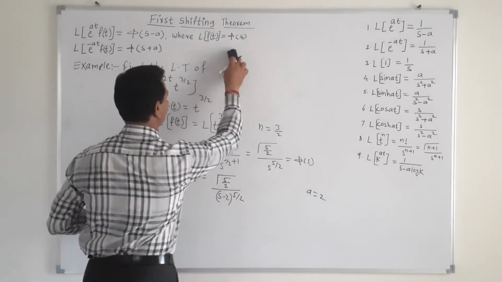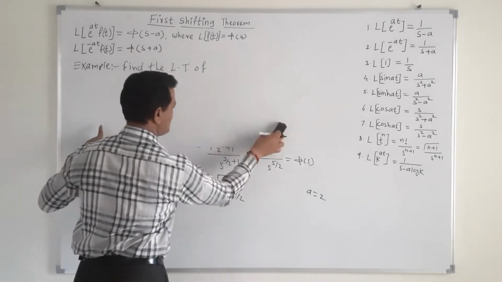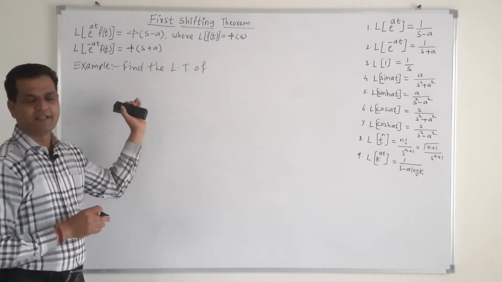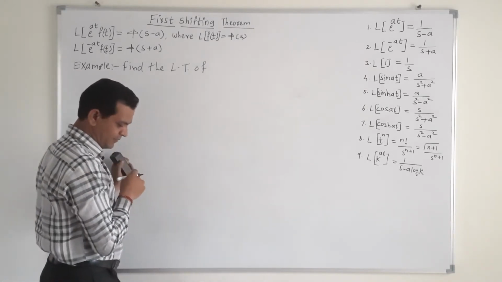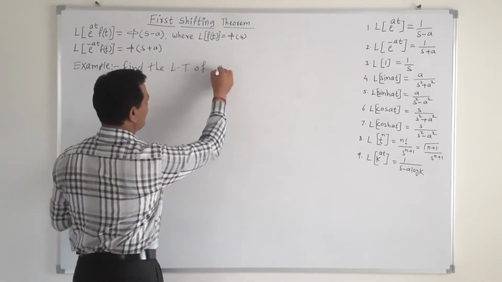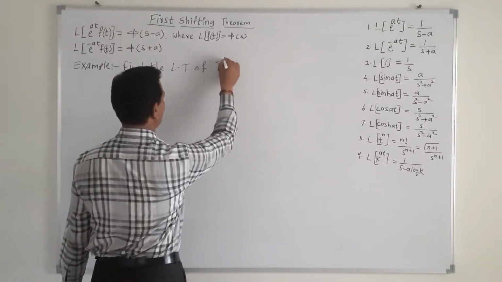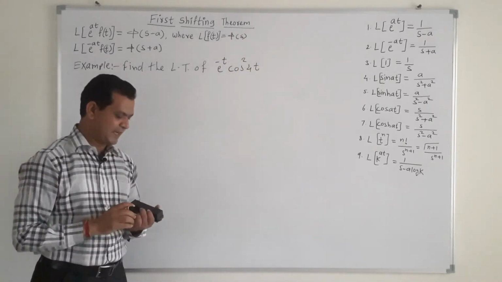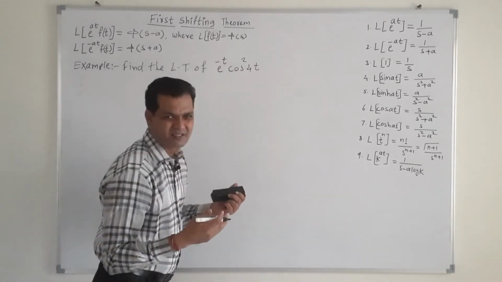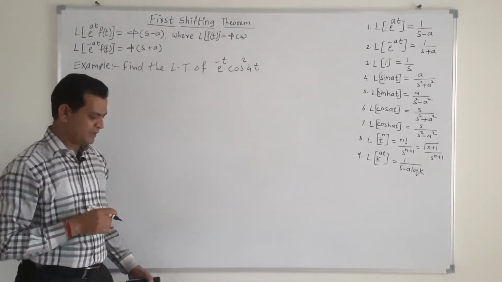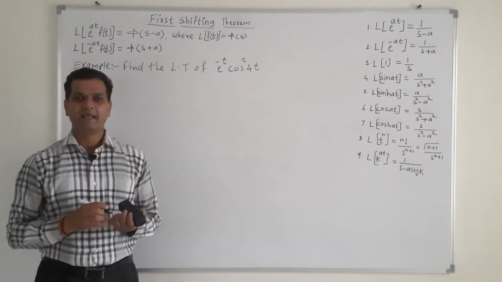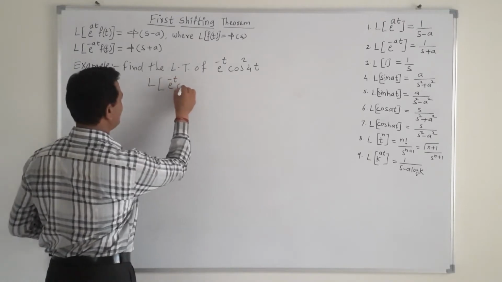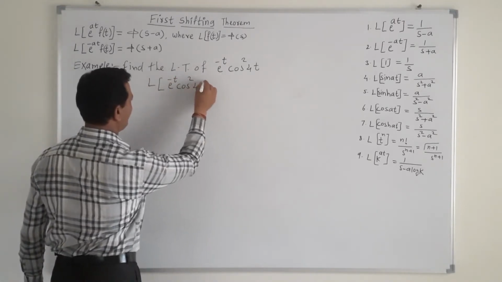Now let's take the third example. The next question is to find the Laplace transformation of, let's take a simple example, e raised to minus t times cos square of 4t. So we write this as the Laplace transformation of e raised to minus t into cos square of 4t.